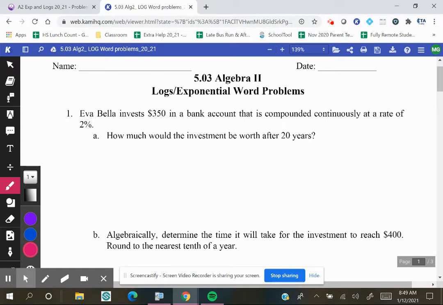If you don't have a printer, if you have a Chromebook, you're welcome to do it right on there. Or if you don't have any of those options, of course, you can write it out and just kind of abbreviate where you need to.